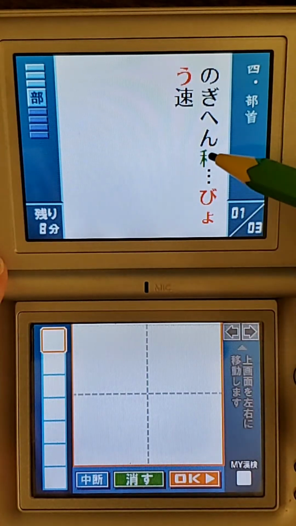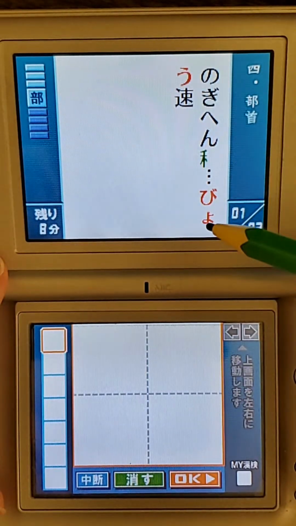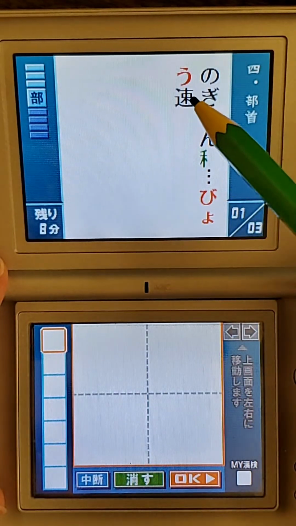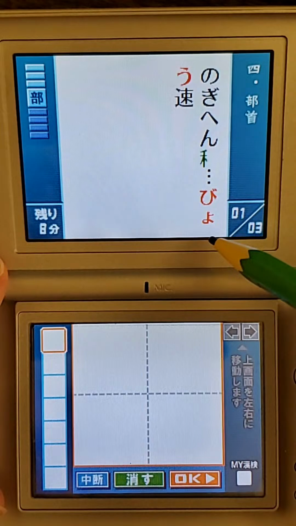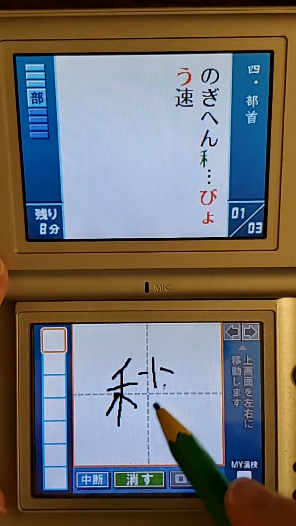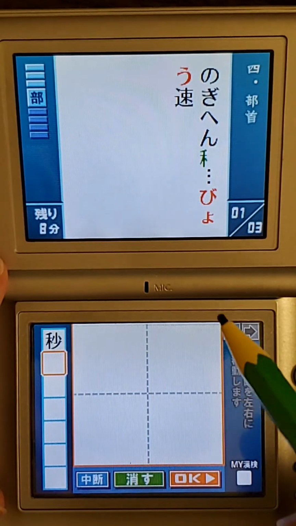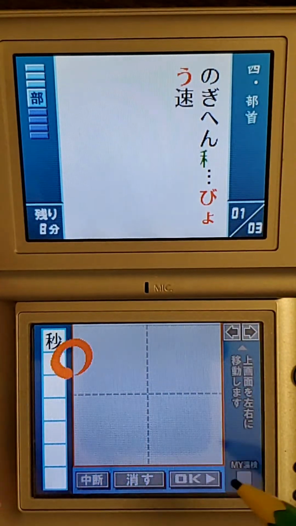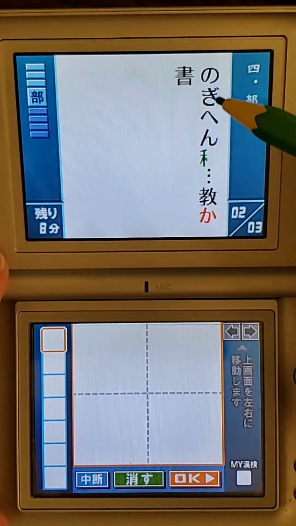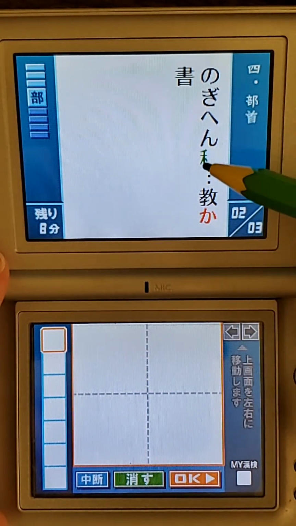Nogi hen, so it gives you the radical and then the reading of a kanji, and you got to write the kanji. So that radical is in here. So byo soku. Byo soku, what the fudge? Byo, I think, oh, like second. Not sure what that means. Byo soku, second fast, second speed. Nogi hen is the one we just did.